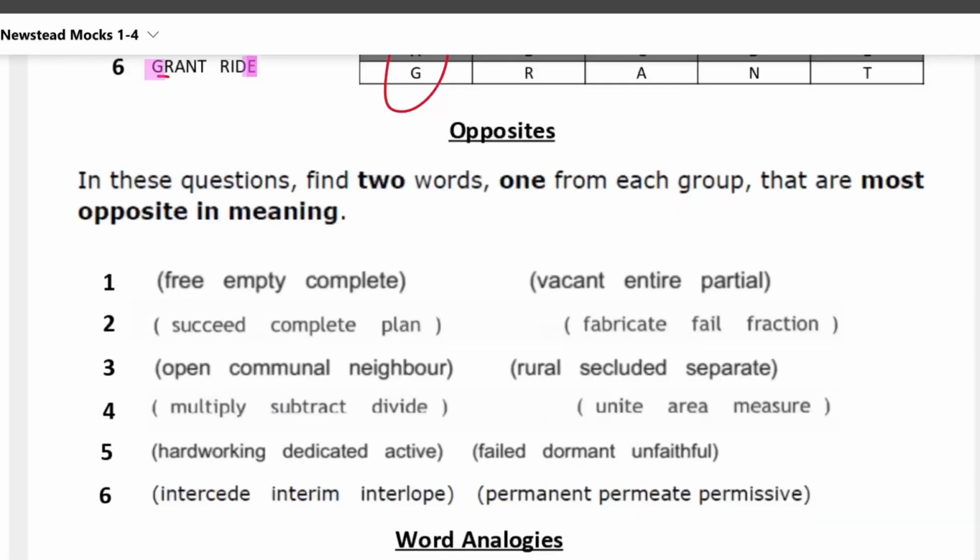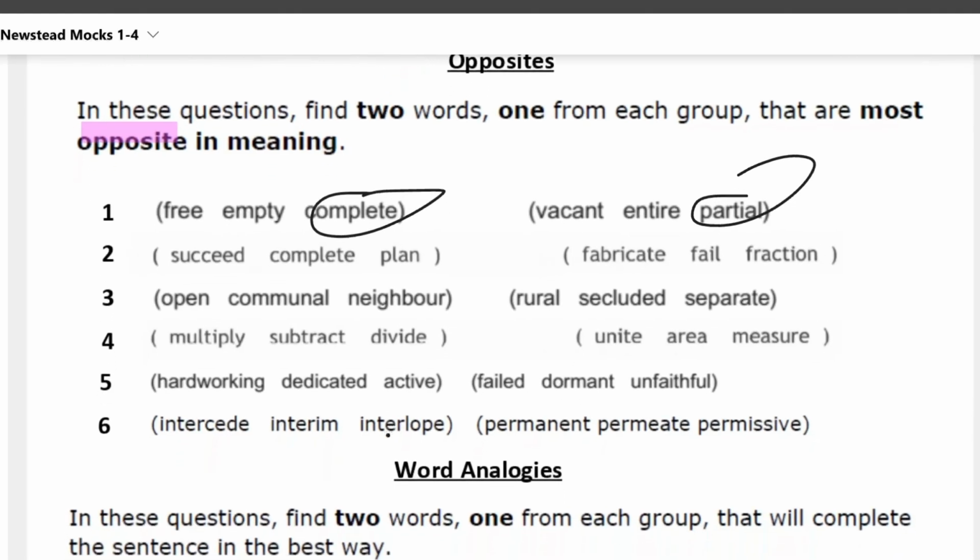So from each group for opposites, we need to find ones that are the most opposite in meaning. That's a very important part. All these things mean the same. Free, empty, vacant, they all mean the same. So from here we need complete, and then the opposite of complete is going to be partial, because vacant isn't really the opposite of complete, because vacant is the opposite of saying like full, but if you have a complete pizza and then you have a partial pizza, you're saying that it's not there in its entirety.